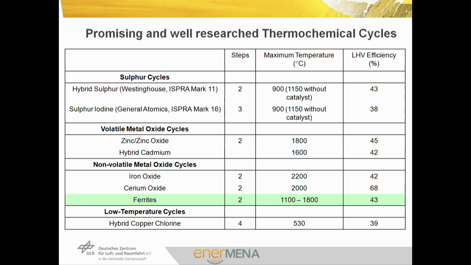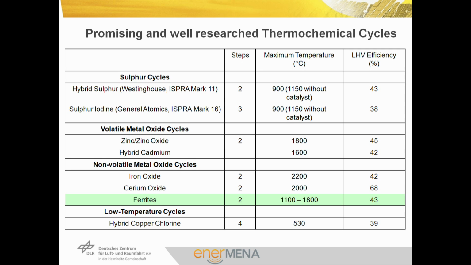In volatile metal oxide cycles, zinc or cadmium are used to do this. Here a problem is to separate the metal from the oxygen so that the reoxidation doesn't take place. More interesting seem to be non-volatile metal oxides like iron oxide, cerium oxide, or so-called mixed iron oxides or ferrites. And I will tell you a little bit more about this later.